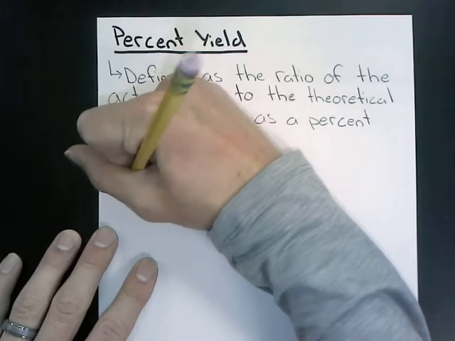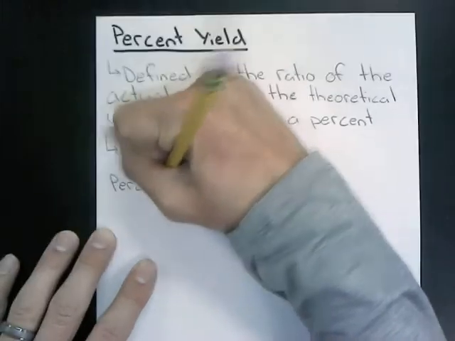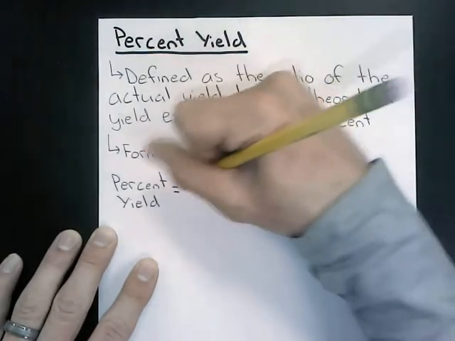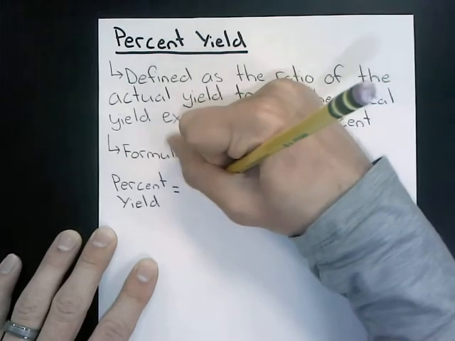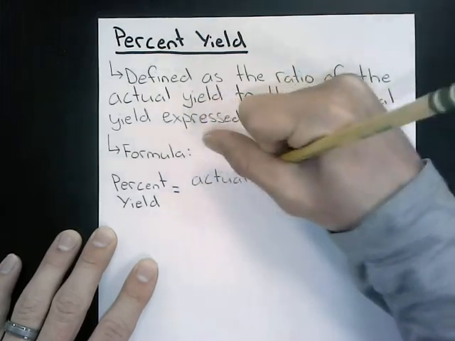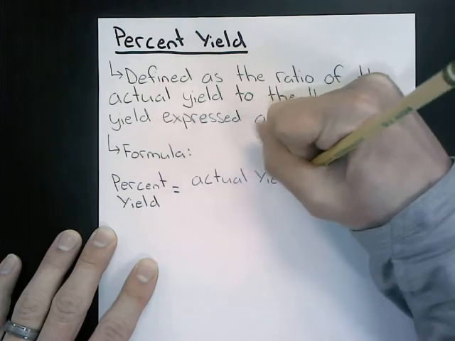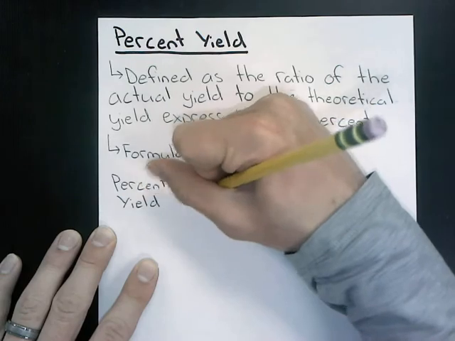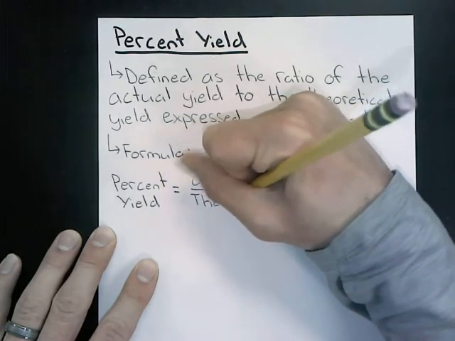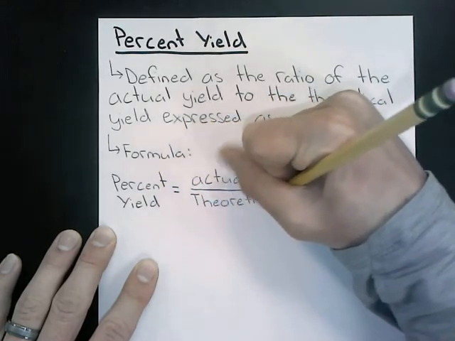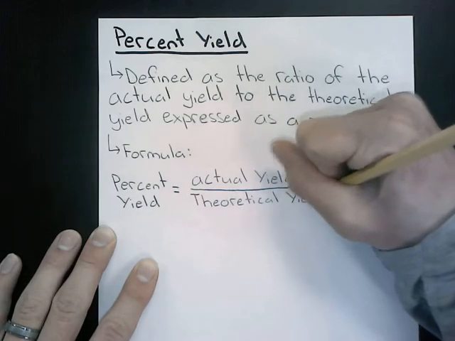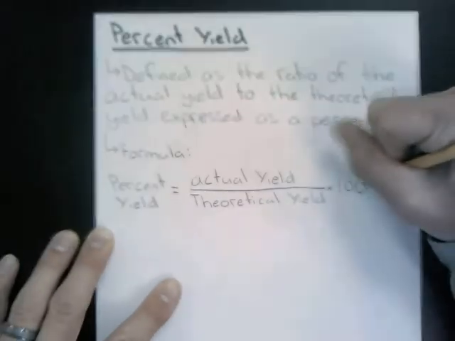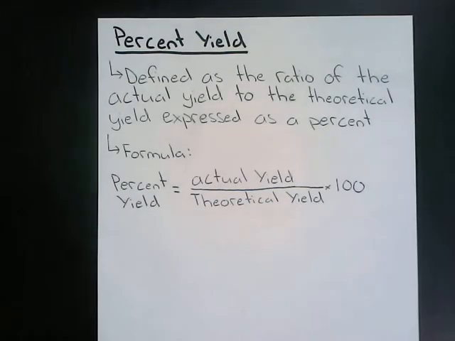We have the percent yield is equal to the actual yield divided by the theoretical yield, and then we have to multiply all of this by 100 to get us into percents.